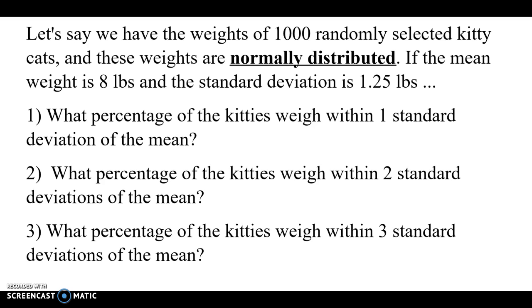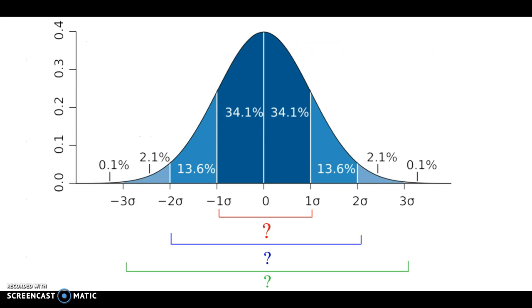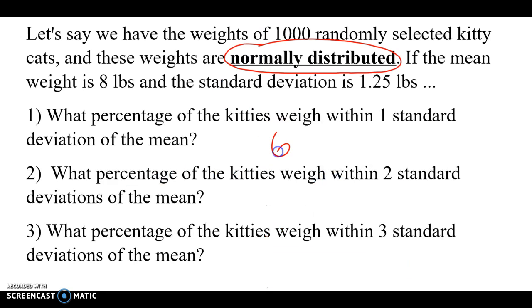So it says, let's say we have the weights of 1,000 randomly selected kitty cats. And these weights are normally distributed. So we need that information to know that it's that bell curve. If the mean weight is 8 pounds and the standard deviation is 1.25 pounds, question 1 asks, what percentage of the kitties weigh within one standard deviation? So look back at our little bell curve, and it was this one right here. It was 68%.